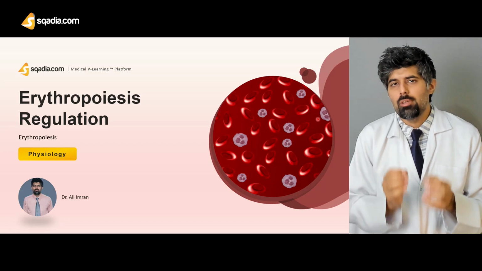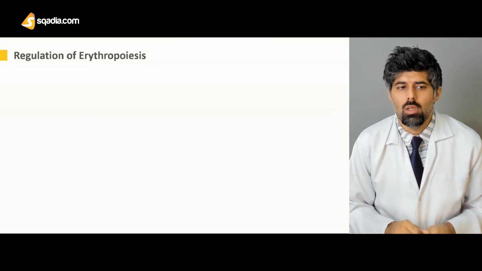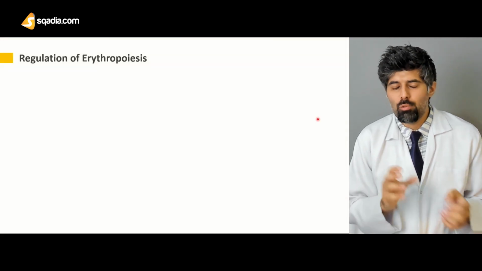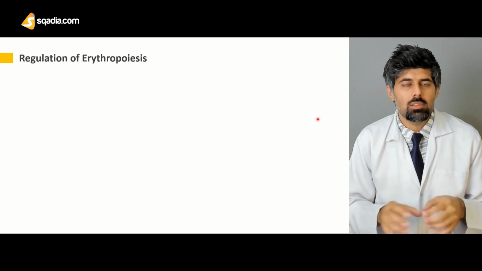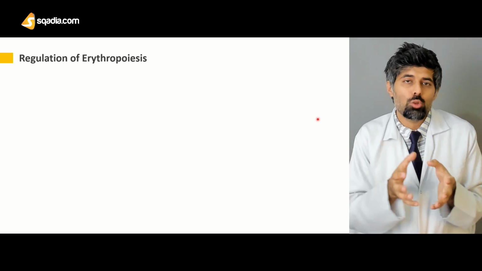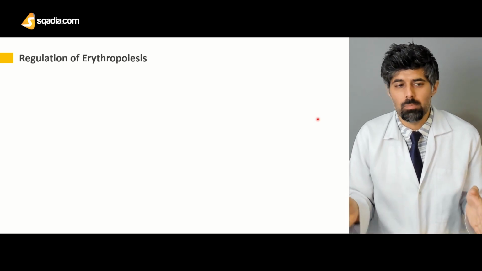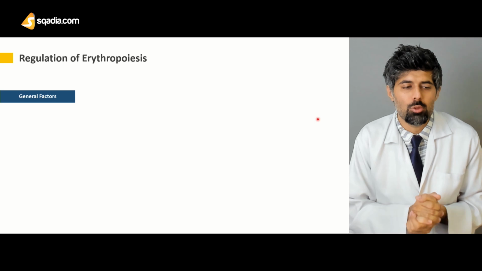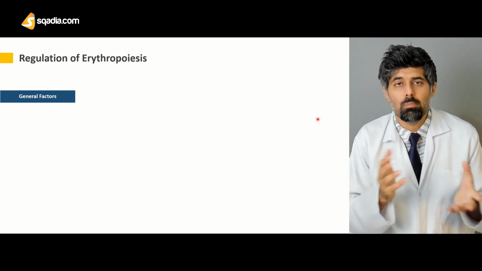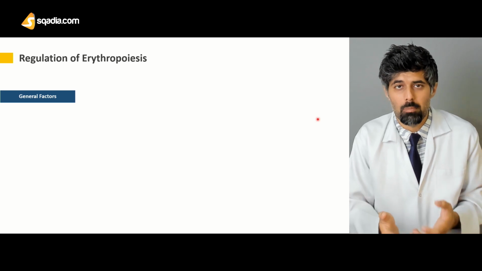Let's talk about the erythropoiesis regulation. Now, the regulation of erythropoiesis is a complex one but can also be further divided into its multiple steps. For the regulation of erythropoiesis, there can be general factors which influence the formation of the RBCs.